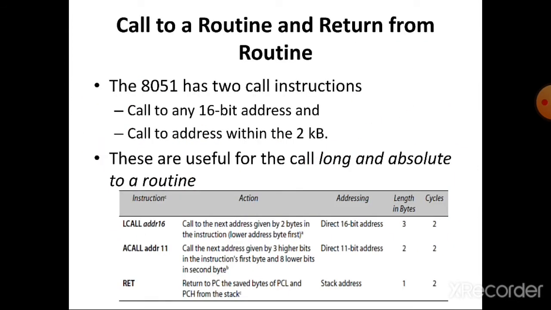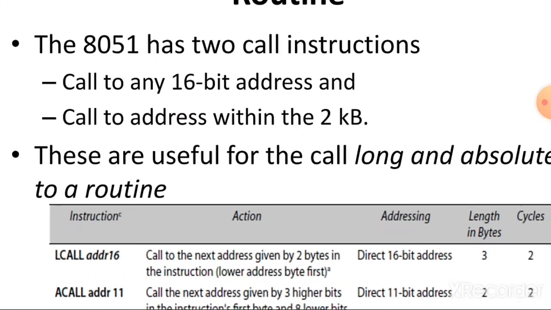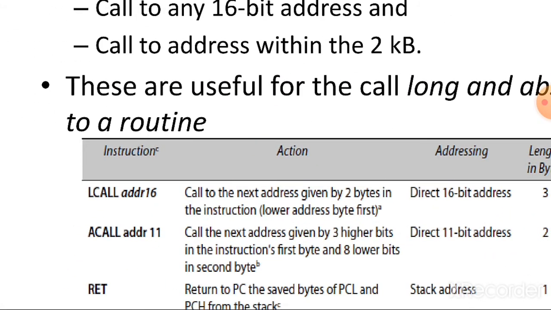Then other instructions are call a routine and return from a routine. There are 2 instructions, the call instruction and the return instruction. We can call a 16-bit address or a 2 kilobyte address within the 2 kilobytes. So there are 2 types of call instructions, LCALL and ACALL.